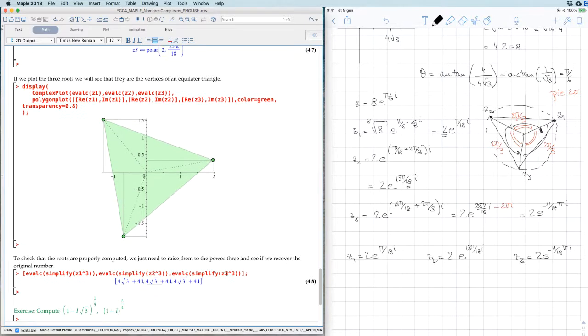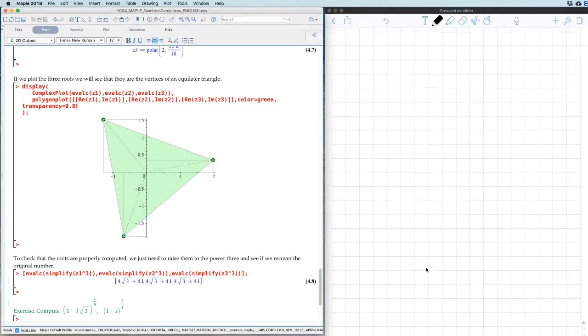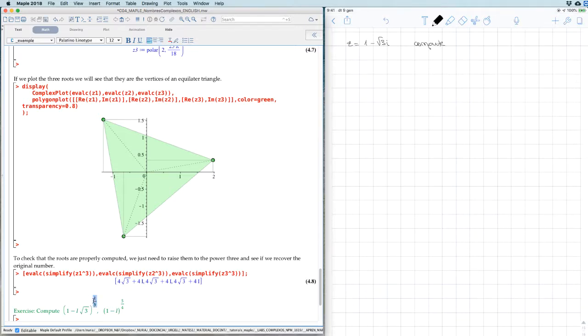Okay, so let's do the next exercise. In this case, we are given a number z, which is 1 minus square root of 3i, and we are supposed to compute its fifth order roots. So in this case, n is going to be 5. Again, the first step is to convert to polar. Okay, so we have this number here.